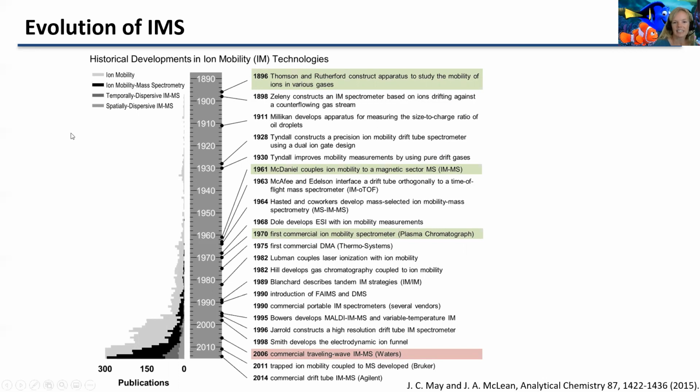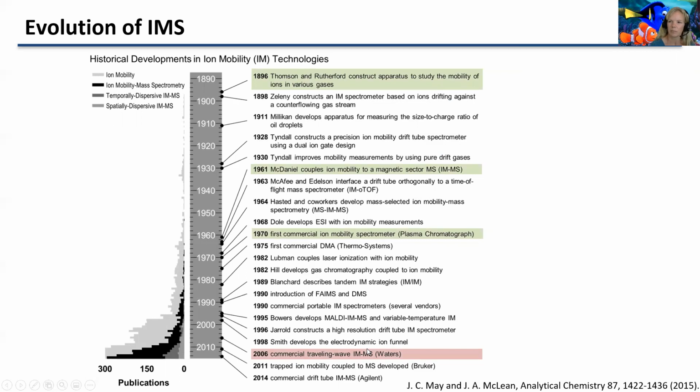Then in 1961, McDaniel coupled ion mobility to a magnetic sector instrument. In 1970, the first commercial ion mobility spectrometer was introduced, from Plasma Chromatograph, and it was about this time, 1968 or 1969, when the military started using ion mobility in their explosive measurements. Then clear down here in 2006 is when the Synapt started and commercial traveling wave was available.